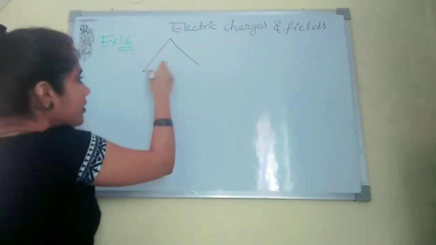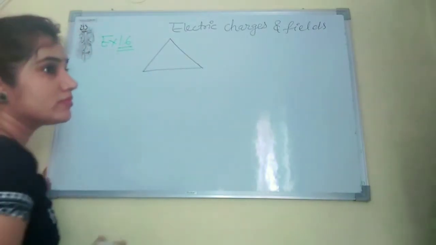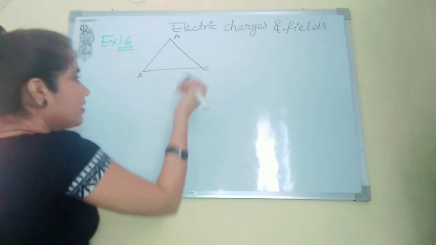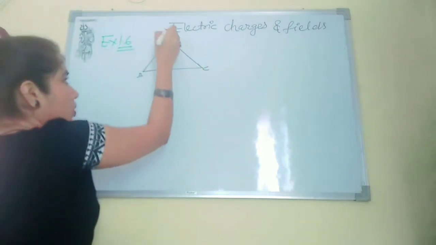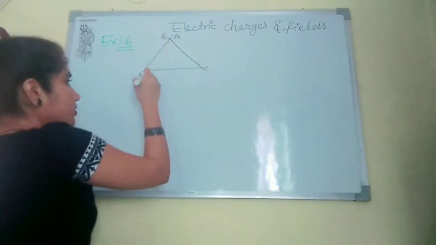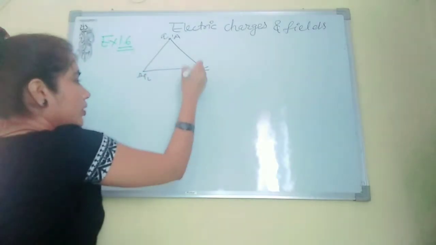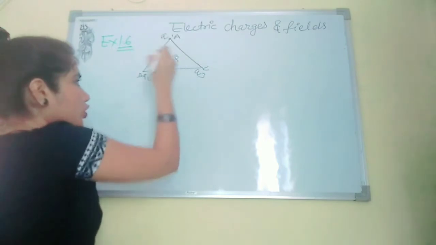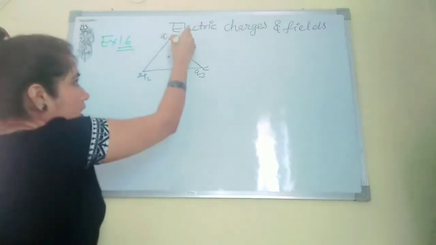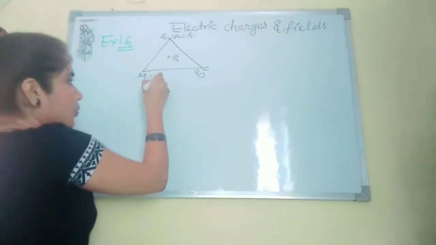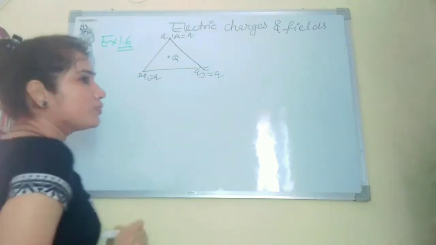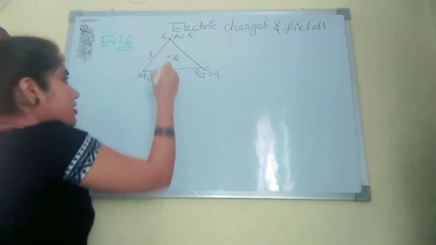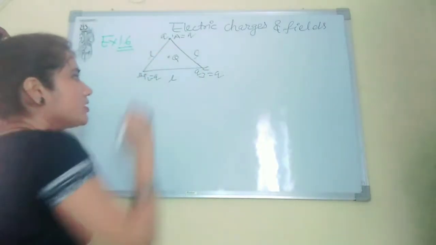Here they have given one equilateral triangle ABC, and they have given the charges on their vertices, that is Q1, Q2, Q3, and in the centroid they have given charge Q, capital Q. The magnitude of the charges is equal, that is q, small q. And one more thing, the side is also given in the question, that is L.